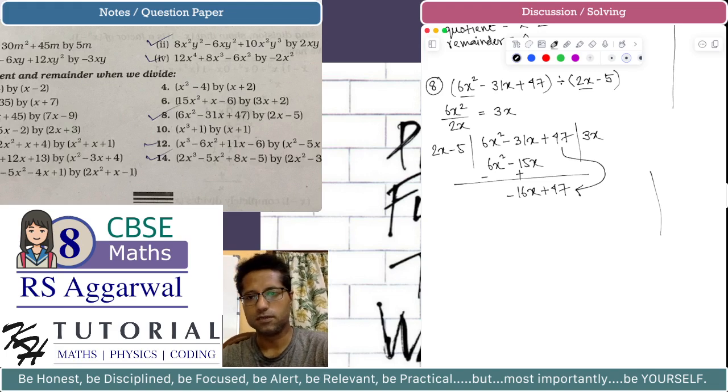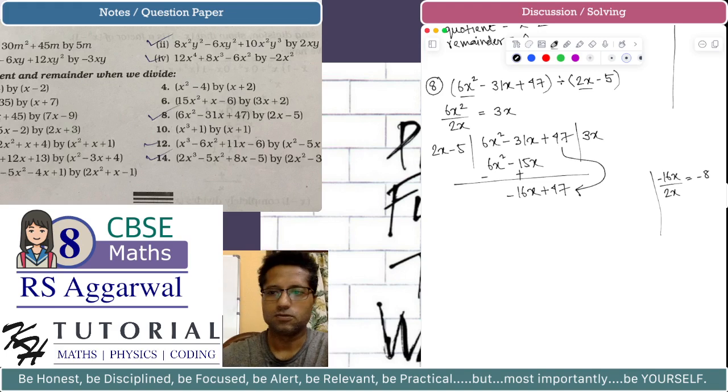It is not 0, and also the degree of the remainder is 1 and the degree of the divisor is also 1. We end the long division method only when the degree of the remainder becomes less than the degree of the divisor, or the remainder is 0. So the next term of the quotient will be the first term of the dividend divided by the first term of the divisor. This is equal to minus 8. So minus 8 becomes the next term of the quotient.